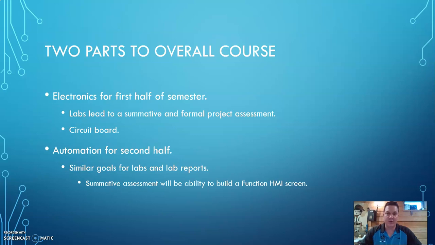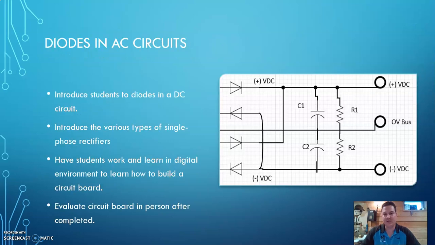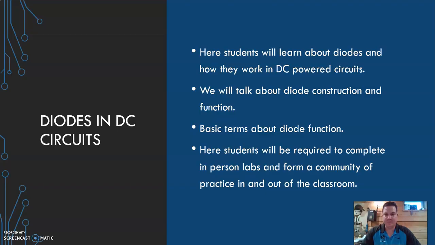Ultimately, they're going to build a circuit board, and that will be one of the assessments for that portion of the class. Next, they're going to go through similar goals for labs and lab reports for the automation equipment, and the summative or formal assessment for that will be at the end, where they need to build a functioning HMI screen. Here's a look at one of the topics that we're going to talk about, the circuit board. This is actually a screenshot from one of the videos I created, where I explain the circuit to them and give them different layout ideas.